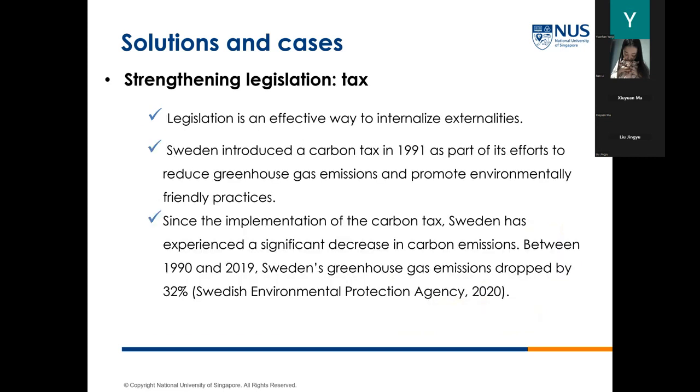Legislation is another effective way to internalize externalities. Sweden introduced a carbon tax in 1991. Since the implementation of the carbon tax, Sweden has experienced a significant decrease in carbon emissions. Between 1990 and 2019, Sweden's greenhouse gas emissions dropped by 32%. This reduction has been achieved alongside economic growth, with GDP increasing by 83% during the same period, demonstrating that it is possible to decouple emissions from economic development.